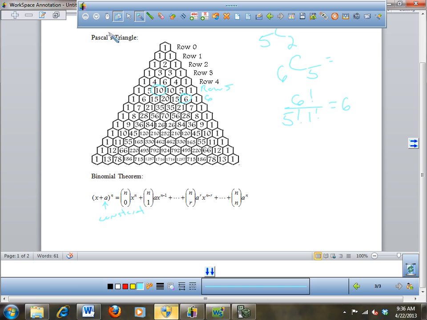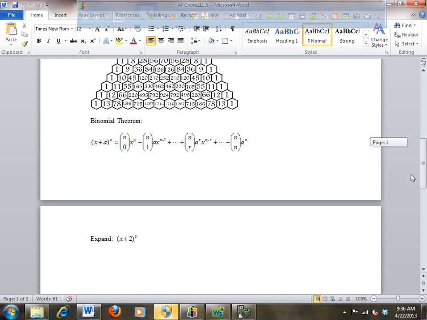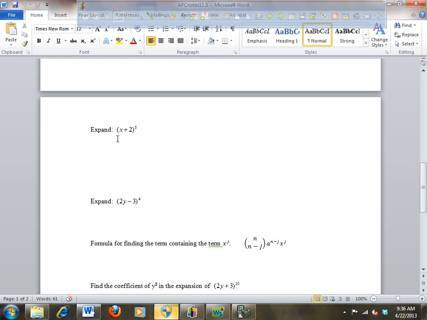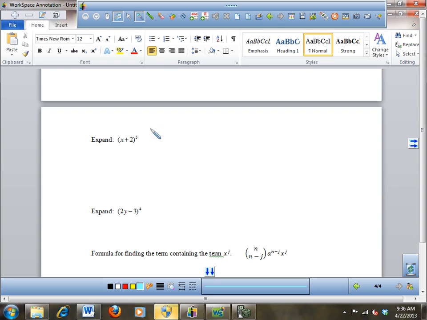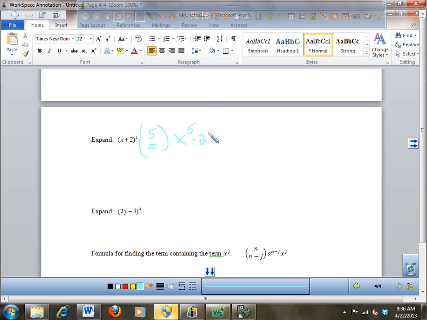When you're expanding high-order polynomials. So for instance, say I do have x plus 2 to the 5th. If you did have x plus 2 to the 5th, that's going to be 5 combination 0 times x to the 5th times 2 to the 0. What's 2 to the 0? 1. So this is your first term.